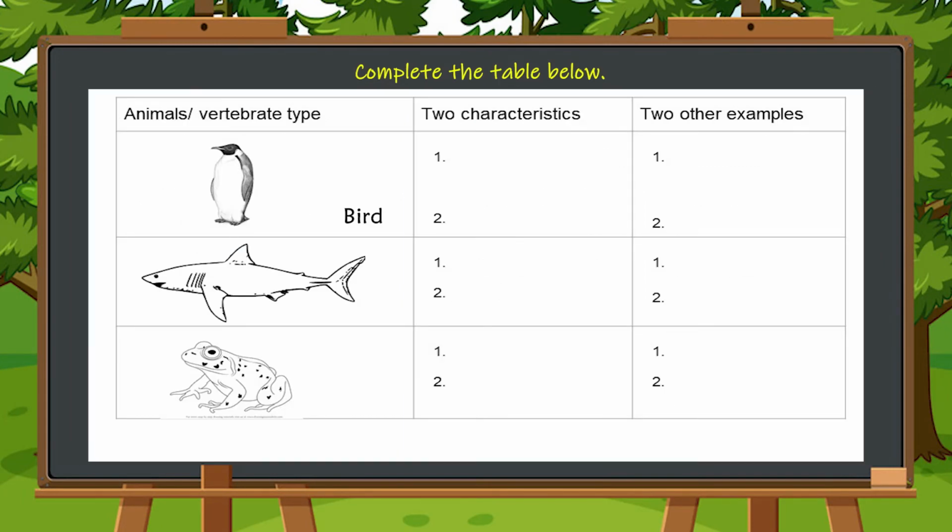Now for the third picture, we're given an image of a penguin. And a penguin belongs to the bird vertebrate type. Two characteristics of birds are that they lay eggs and their skin is covered in feathers. Two other examples of birds are ostrich and toucan.